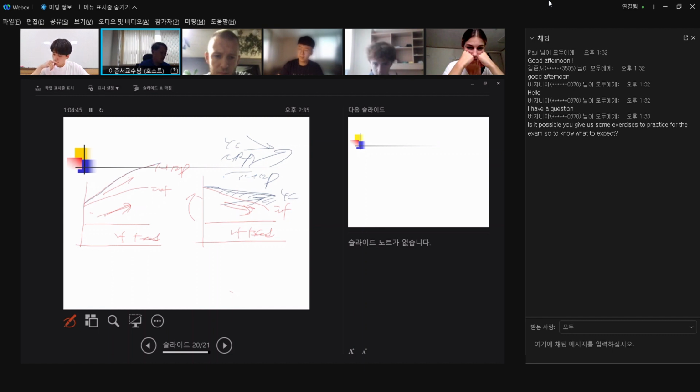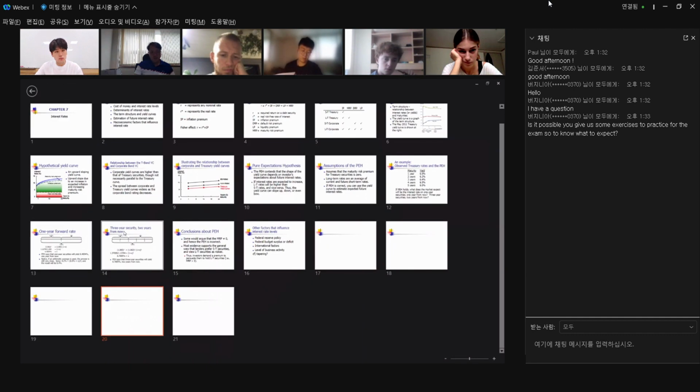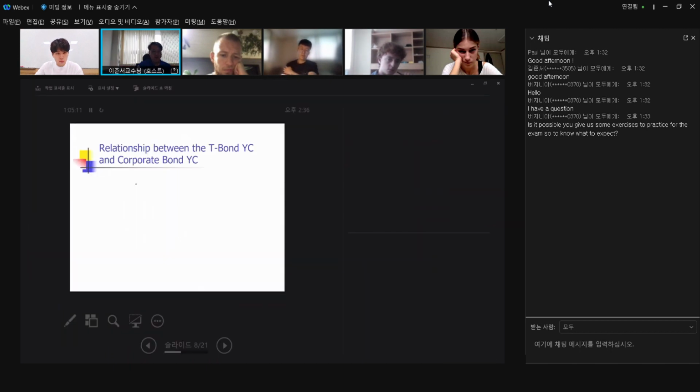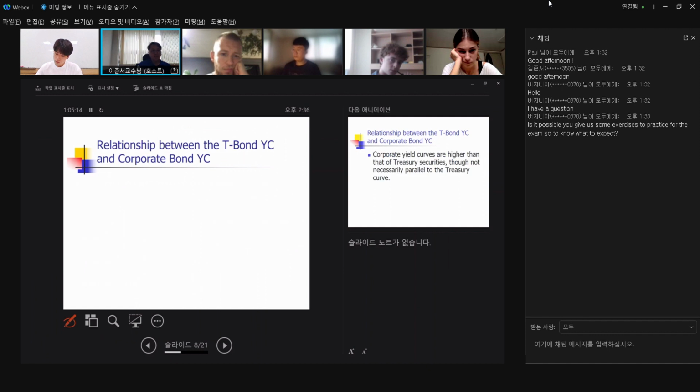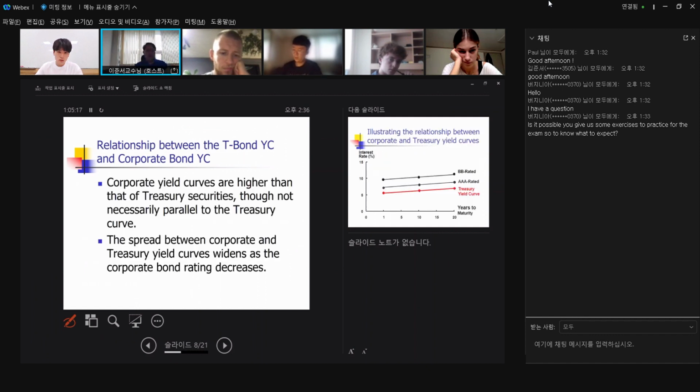So we would say the reason why the yield curve shows downward is because the inflation premium decreases, rather than the amount of the increased maturity risk premium, right? So if the current inflation premium is so high, then the yield curve may display downward. Okay, and I already explained that one. So if you take a look at the relationship between the Treasury bond yield curve and the corporate bond yield curve, the corporate yield curve is higher.